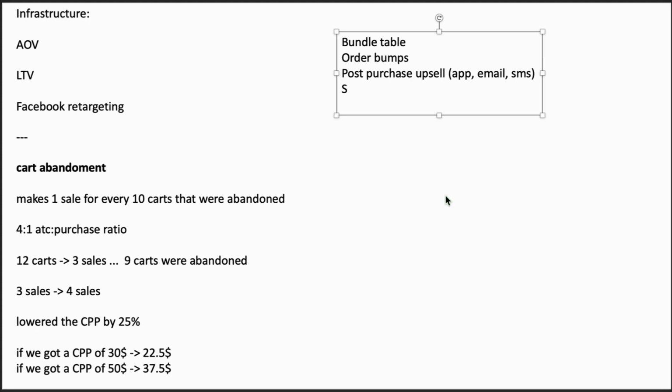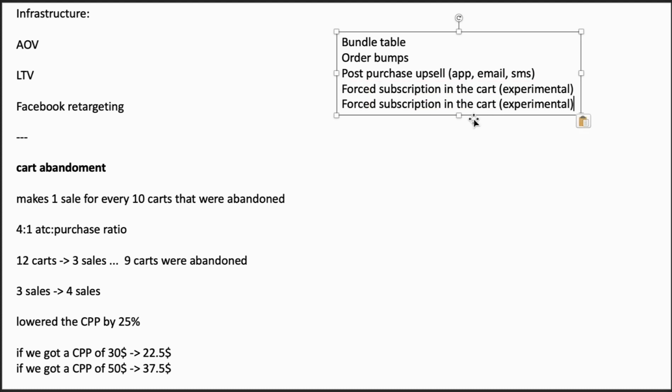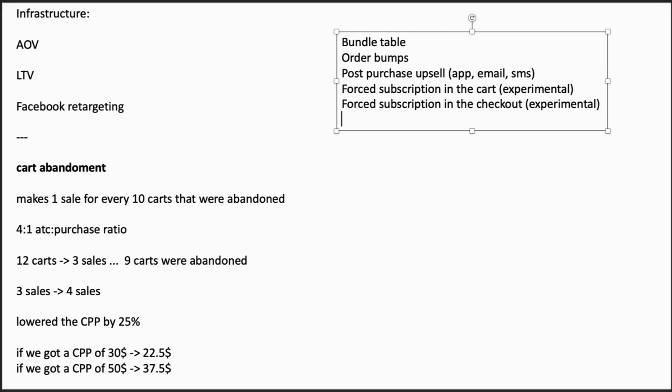And there's an experimental feature which is called a forced subscription in the cart. And then, so this is experimental. And there's also another thing that might contribute to the AOV, which is a forced subscription in the checkout. And there's also a thing called an order bump in the checkout. So this is experimental as well.